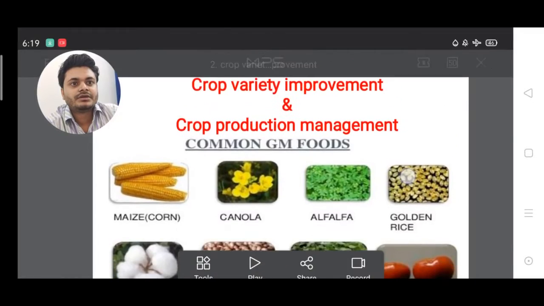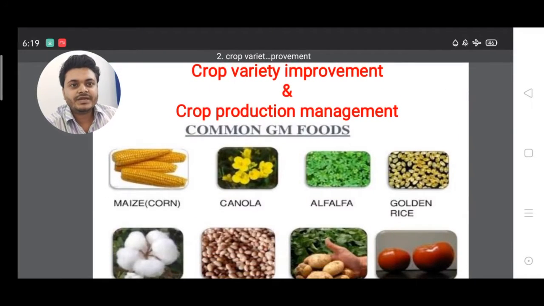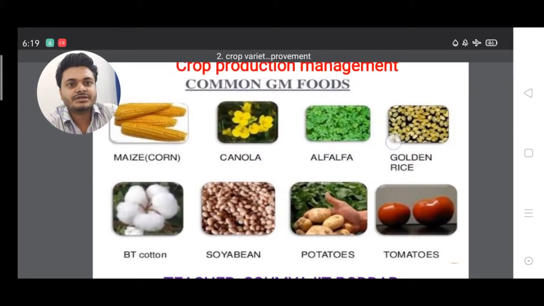Today I am here to deliver my lecture on the topic crop variety improvement and crop protection management. This is from the chapter Improvement in Food Resources. This was the second lecture. So without any delay, let's start with the topic: crop variety improvement and crop production management.